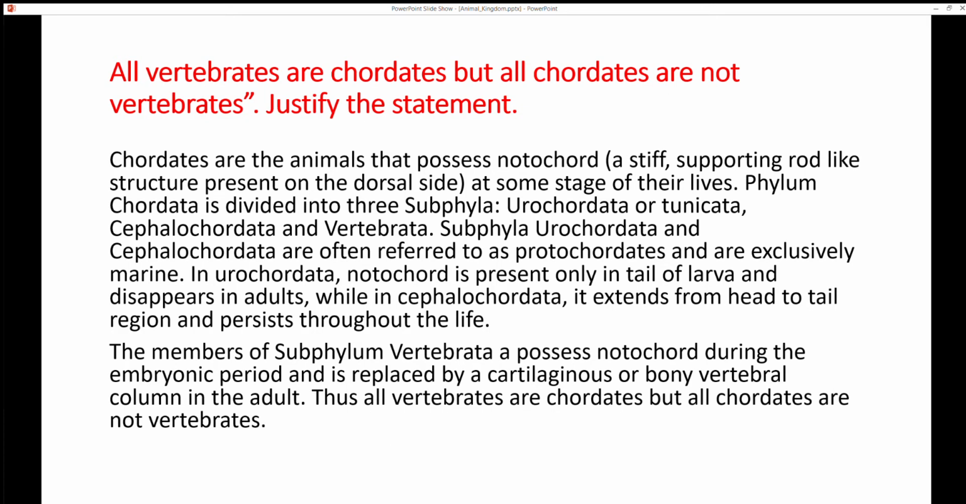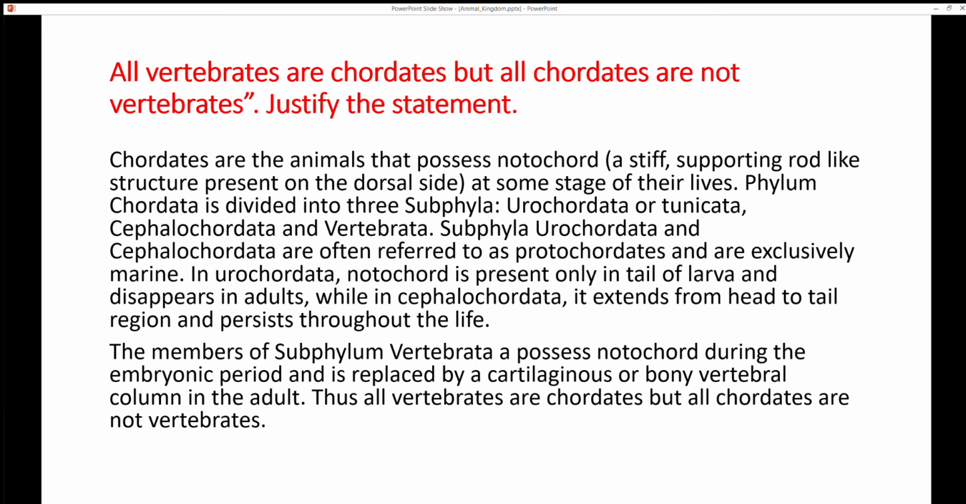So the next one is: all vertebrates are chordates, but all chordates are not vertebrates. As the name itself says, those having vertebrae also have a notochord, but not all animals with a notochord have vertebrae. So chordates are animals that possess a notochord, which is a stiff, supporting rod-like structure present on the dorsal side at some stage of their lives.